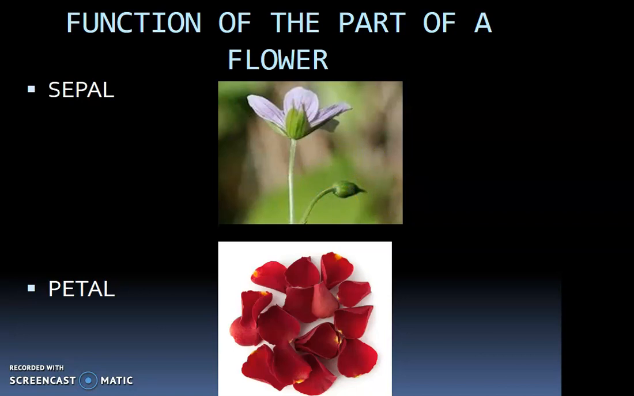Good. Another important part of the flower is what you call the petal. The petal is the most colorful part of the flower. It comes in different colors depending on the type of flower. We have red, we have yellow, we have white, we have violet, and so many different colors.